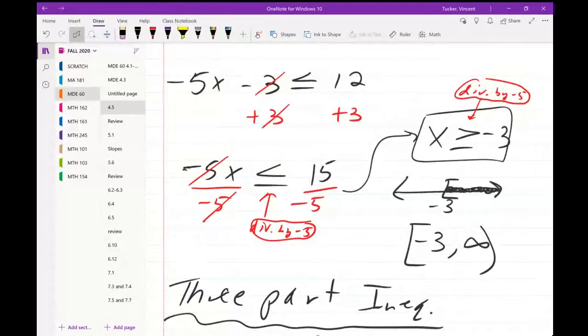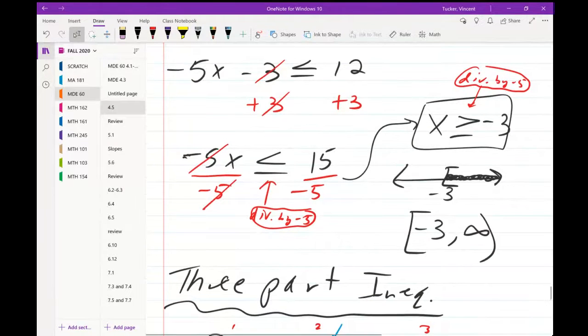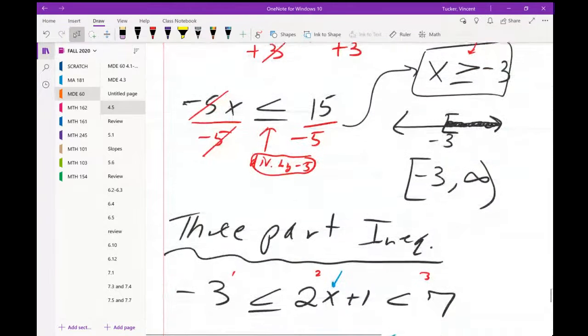And these processes are the same that you follow when you're solving linear equations. The only extra piece is the fact that when you divide by a negative, you have to change your inequality sign. Other than that, adding 3, dividing by a negative should be a review for you guys.